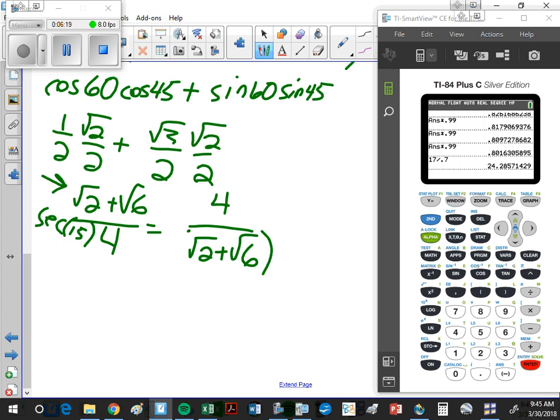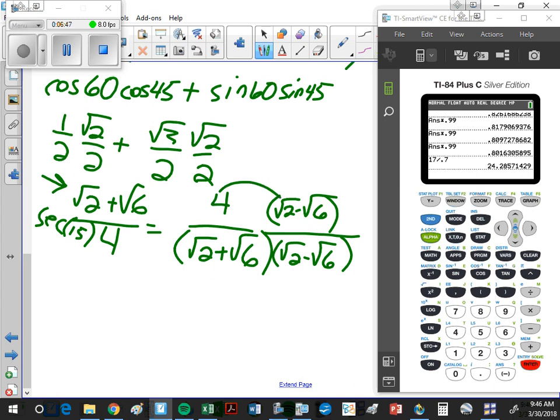I need to multiply by the conjugate. Root 2 minus root 6. And why am I allowed to do this? It doesn't change the problem because I'm multiplying by 1. So I can multiply by 1 without altering anything. We're just putting some makeup on this so it looks better.